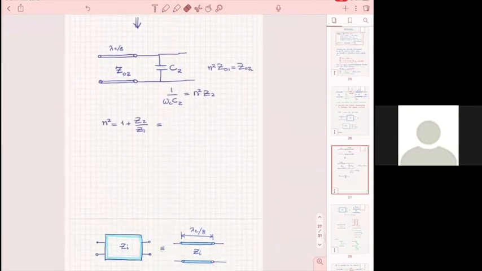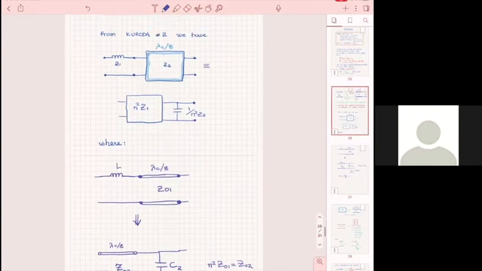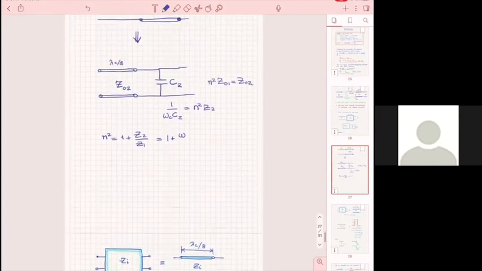So if I put here, this is one plus omega, let me see again, Z2, which is Z naught divided by omega sub C L. And that's the value of N squared. And for our case, for our values, this value of N squared came out to be 3.36. Okay.